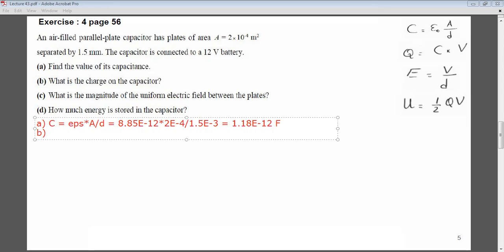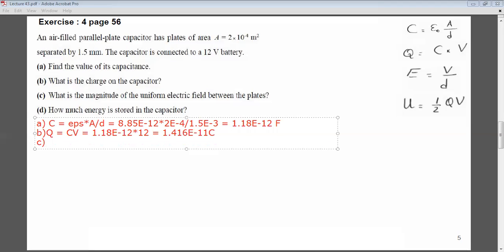Part B, what is the charge? So Q is CV. This is equal to 1.18 e to the minus 12 times V, 12. This gives me 1.416 e to the minus 11 coulomb.